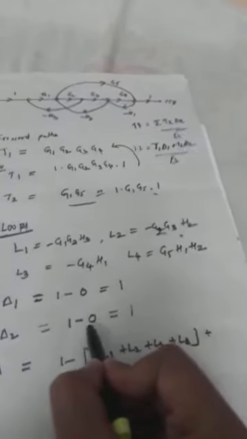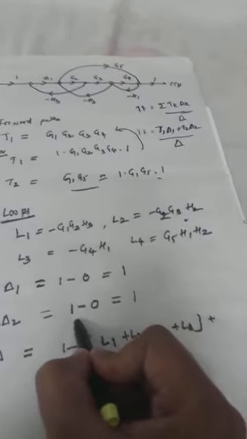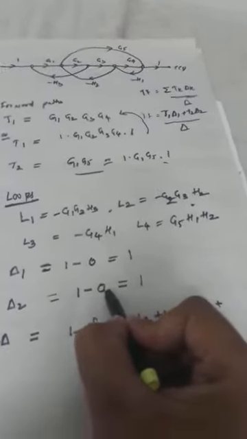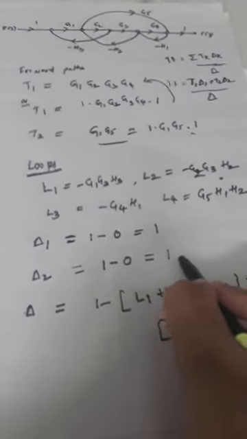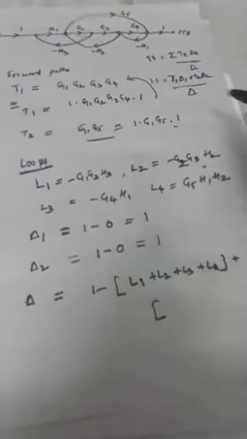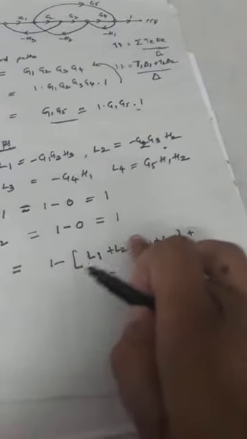That means we are not getting any loop which is not touching the second forward path. That means I'll consider 0 again here. Delta 2 is equals to again 1 minus 0. Okay, after finding T1, delta 1, T2, delta 2, we should find the delta. Delta is equals to 1 minus summation of all the loops. How many loops we have? We have 4 loops. L1, L2, L3, L4.